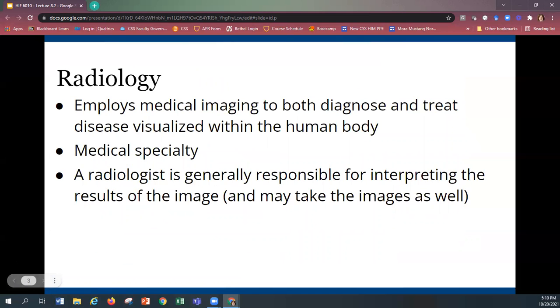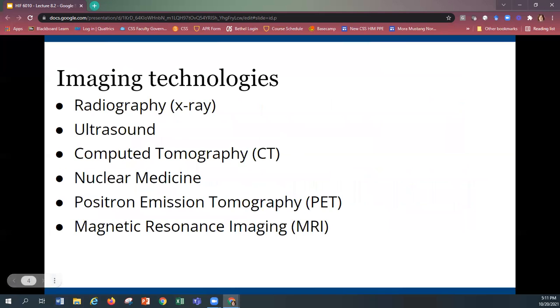So let's talk a little bit about radiology. Radiology employs medical imaging to both diagnose and treat disease visualized within the human body. Radiology is a medical specialty, and a radiologist is generally responsible for interpreting the results of the image, and sometimes they take the images as well. A number of imaging technologies are used today in medical practice by radiologists and clinicians. Such tools are essential components in screening, diagnosis, and treatment monitoring.